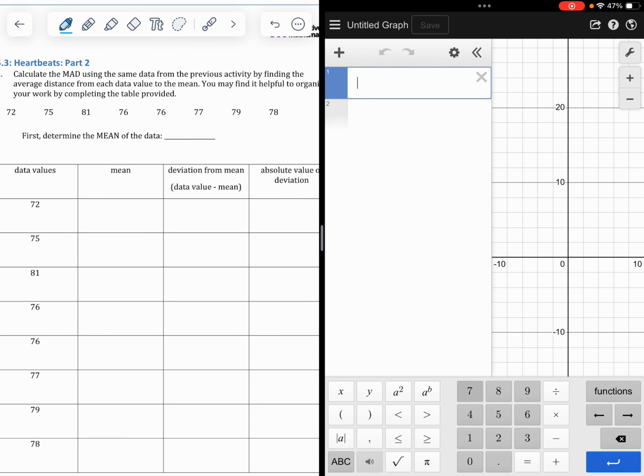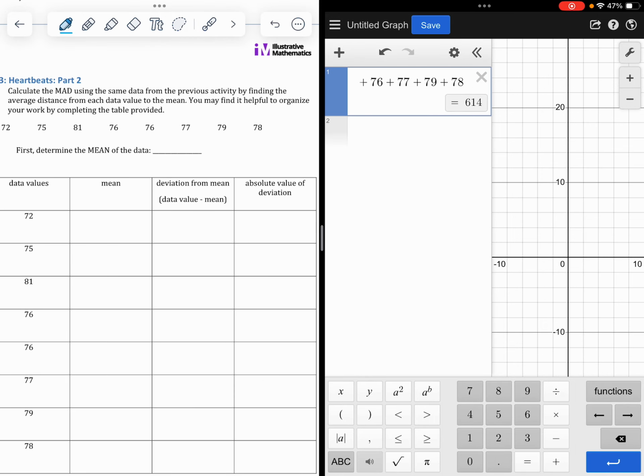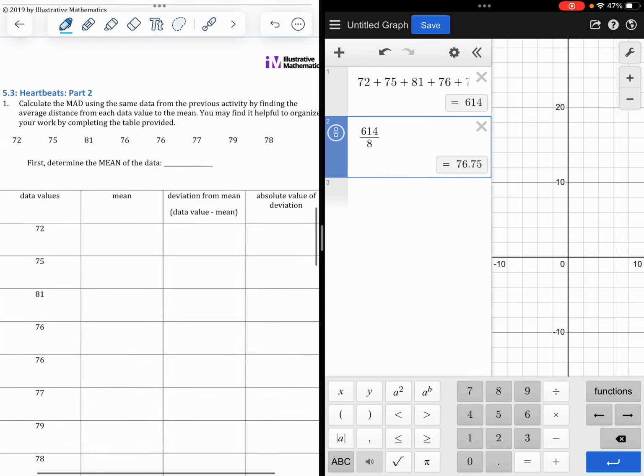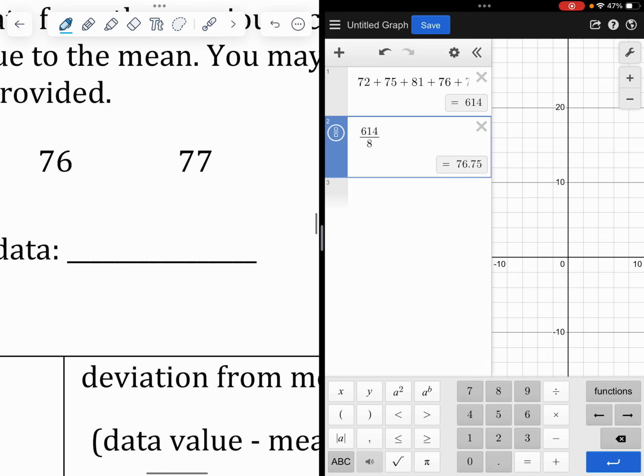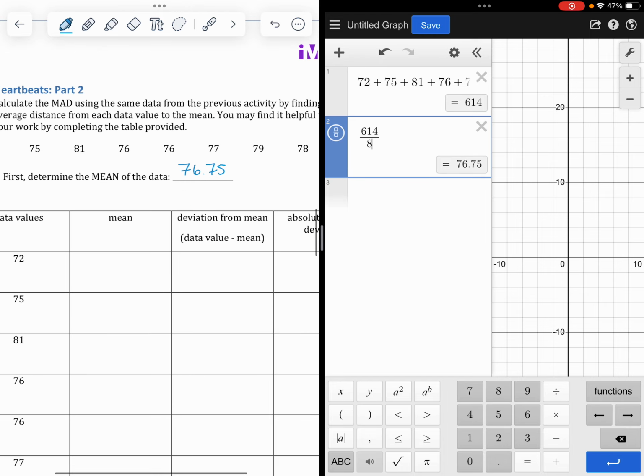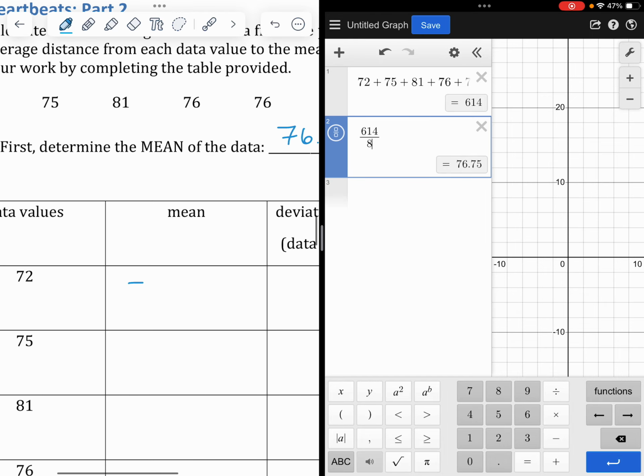So I'm using decimals. 72 plus 75 plus 81, and I'm just adding all these up. 76, 76, 77. Oops. 79. Dang it. Plus 78. Okay. And then I'm going to take all of that. So 614 is my response. I'm going to divide it by how many numbers there were, which we already know was 8. So that tells me the average of this data is 76.75. So 76.75 is the mean.